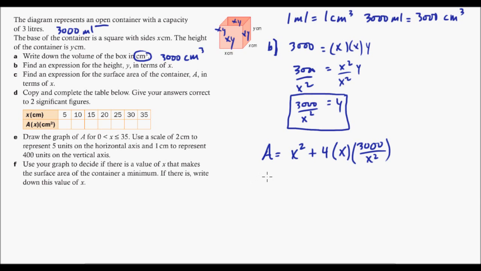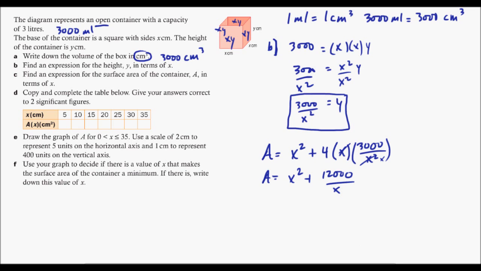So now the surface area is going to be x squared plus, what do we got, 12,000. One of the x's is going to cancel out, so that becomes just x. So it's 12,000 over x. Okay, so there's the surface area. Now complete the table below. Give your answers to 2 significant figures.